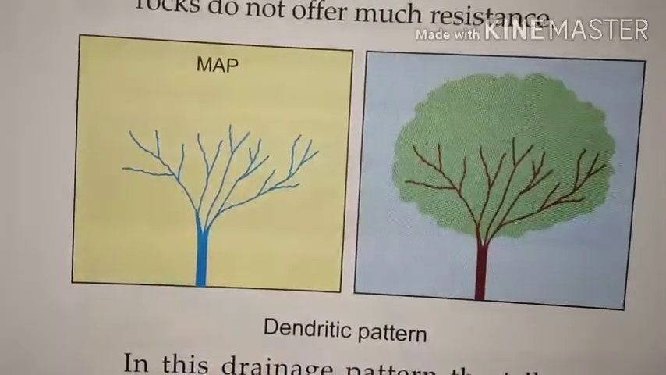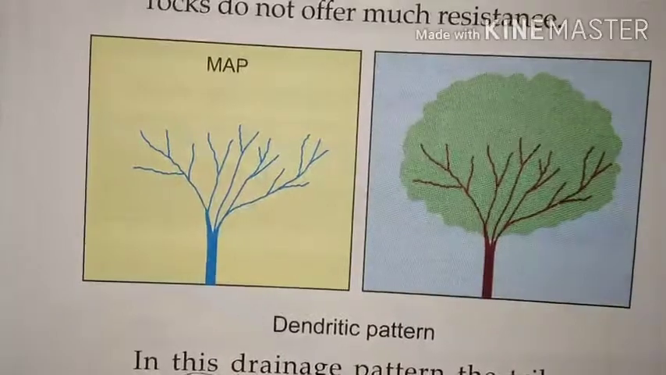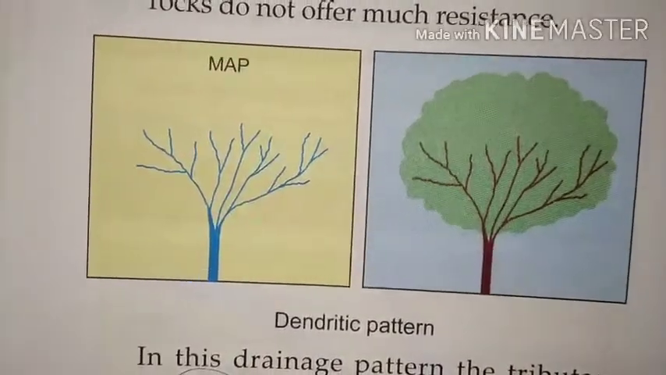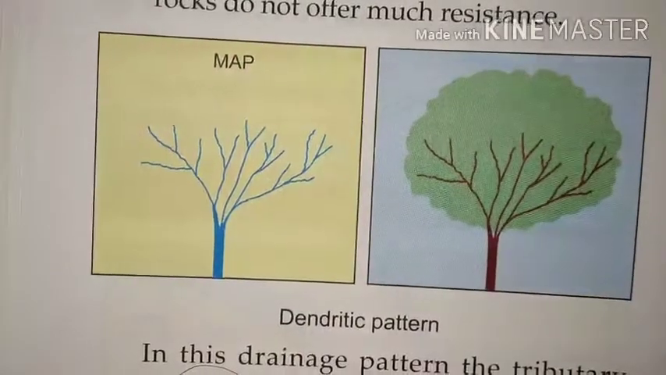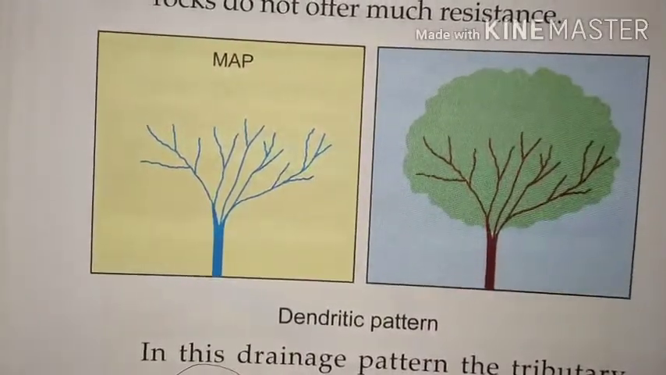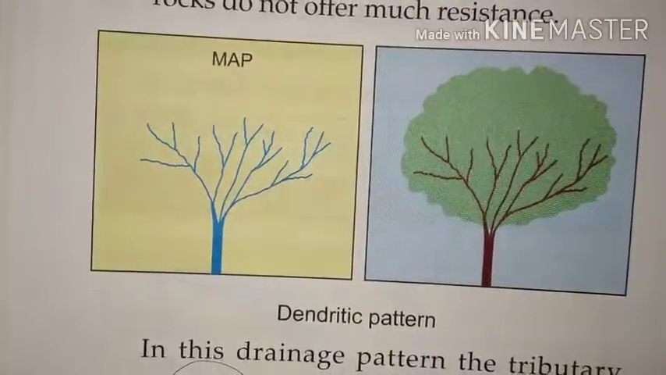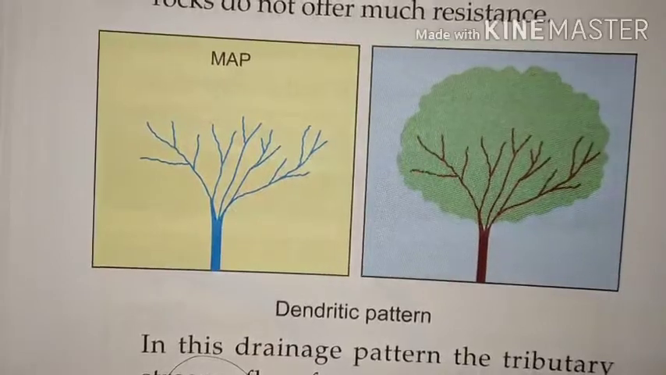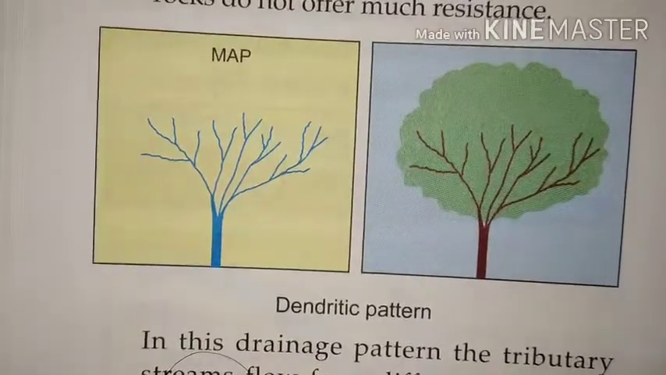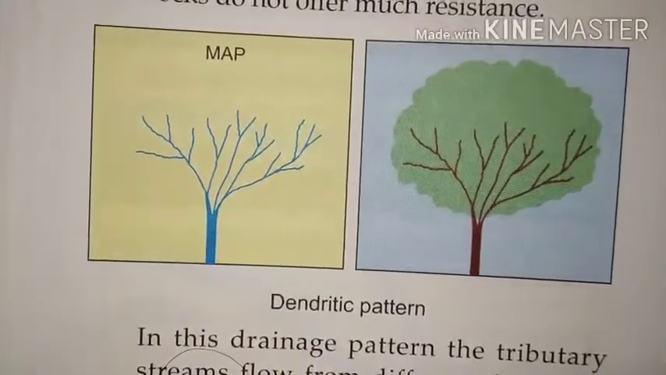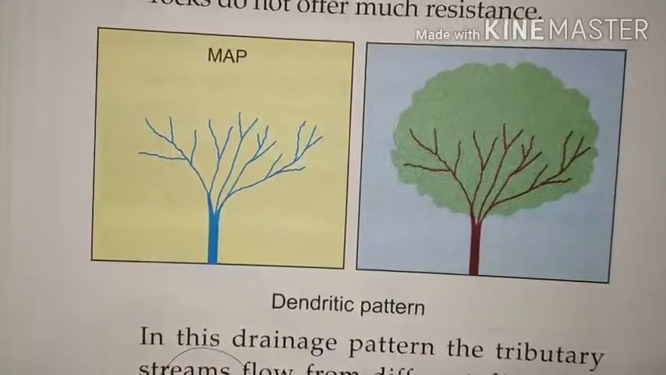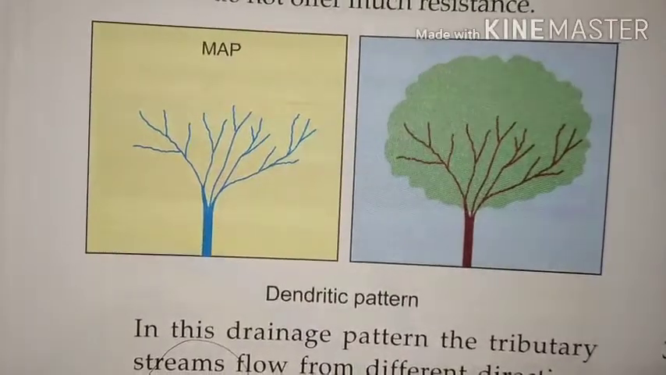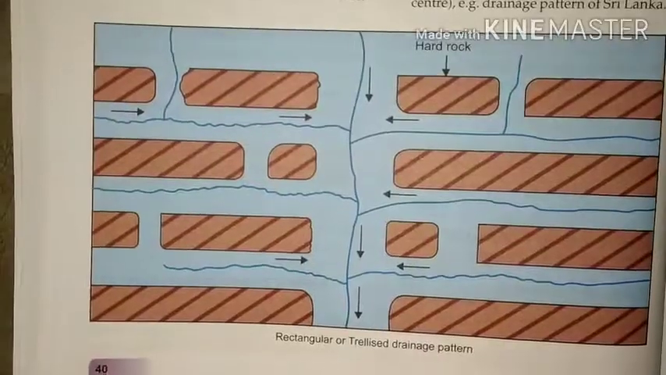In this drainage pattern, the tributary streams flow from different directions to meet the main river. This pattern of drainage appears like a tree having many branches. These branches are actually the tributaries, and the trunk, the stem, is the main river. So several small rivers or streams are coming from all directions and merging with the main river. So this is how we get the dendritic drainage pattern.